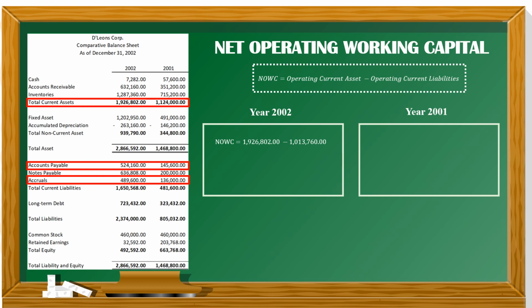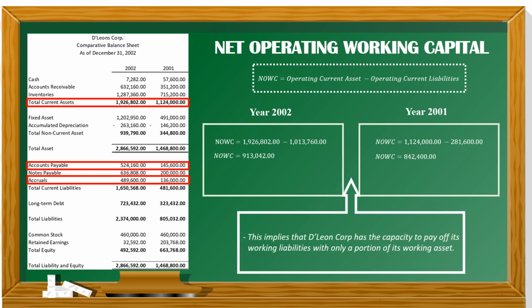Okay, so in year 2001, the total current asset here is 1,124,000 less its total operating current liabilities of 281,600. Now for 2002, we have the net operating working capital of 913,042, while in 2001, we have the net operating working capital of 842,400. So what does this mean? It implies that De Leon Corp has the capacity to pay off its working liabilities with only a portion of its working asset.